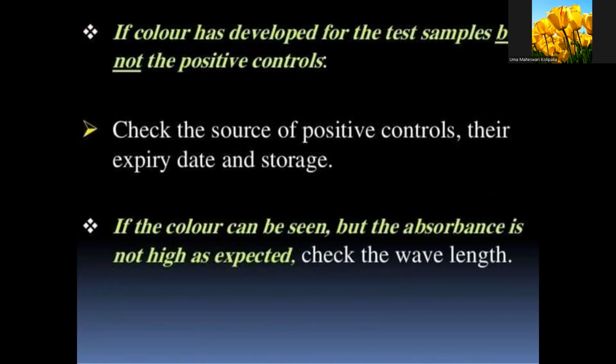Color has developed for the test samples but not the positive control: check the source of positive control, then expiry date and storage. So we have to do all these things in such a way to prevent these errors in the results. The color can be seen, but the absorbance is not as high as expected: check the wavelength.